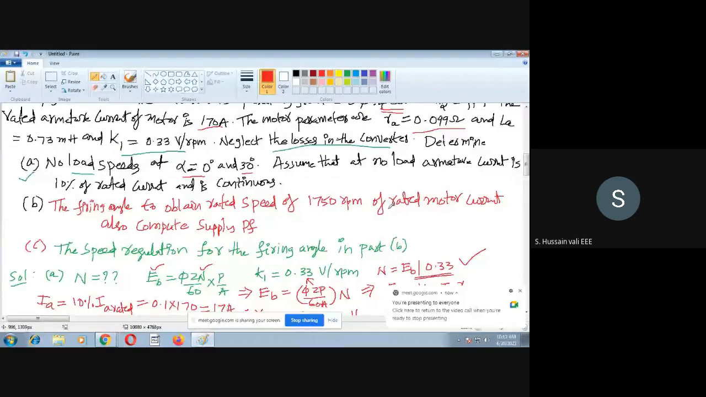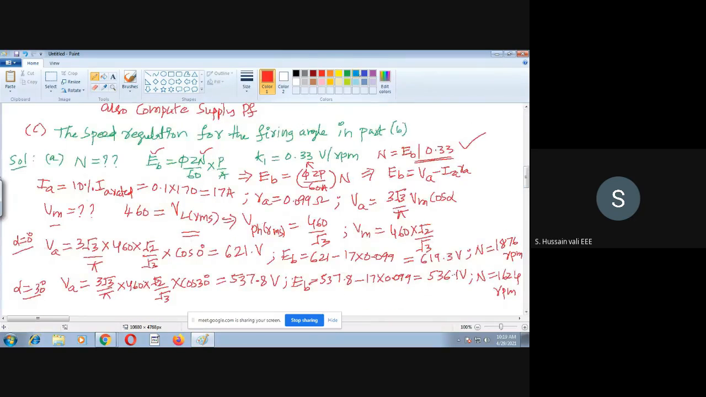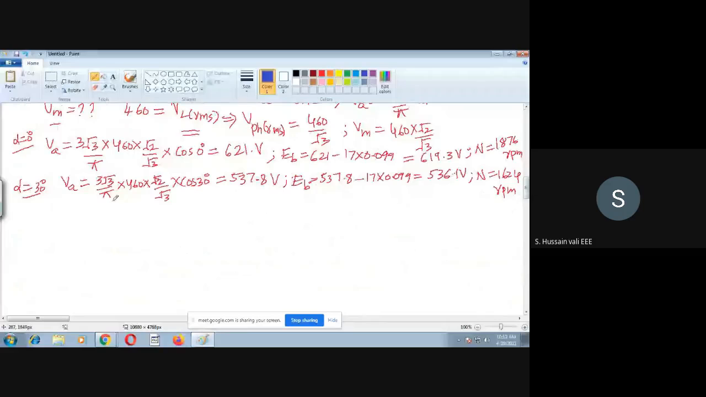What are the equations we have already? Firing angle equation, only one equation is there. What is that equation in terms of Va? Okay, question B now we'll solve. In question B, what you have to find out is the firing angle alpha, and in the other case, the power factor. These are the two questions he is asking. So first we will try to find out alpha.